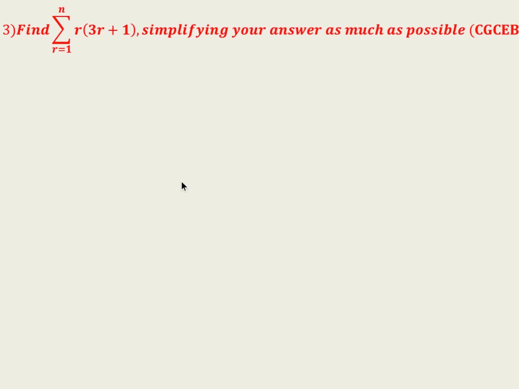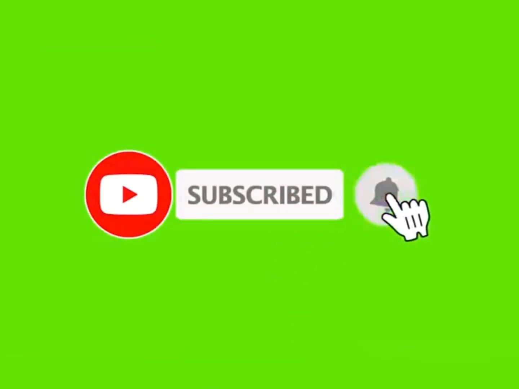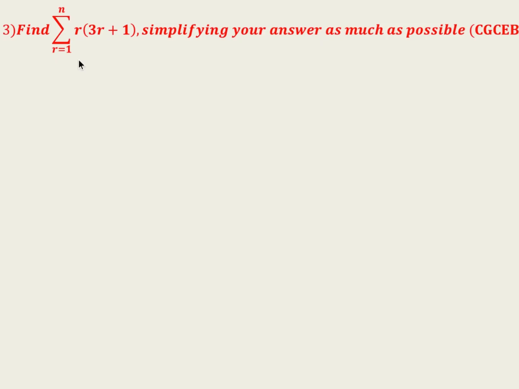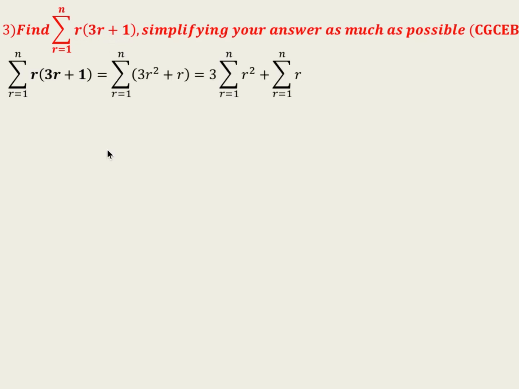We take another example. Find summation from r equals 1 to n of r into 3r plus 1, simplifying your answer as much as possible. This is also a GCE problem. We note here that the question is asking us to find the nth partial sum of that series. And again, when you observe the summand, you discover that it is a polynomial, and so we'll be relying again on standard formula for finding that nth partial sum.